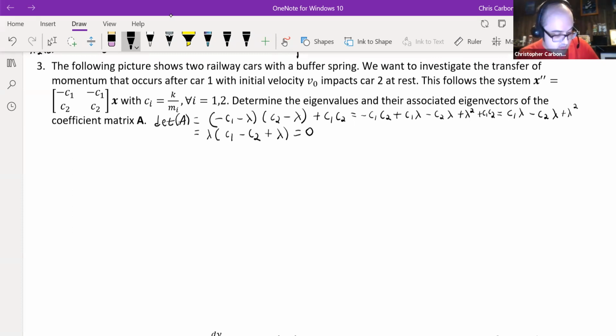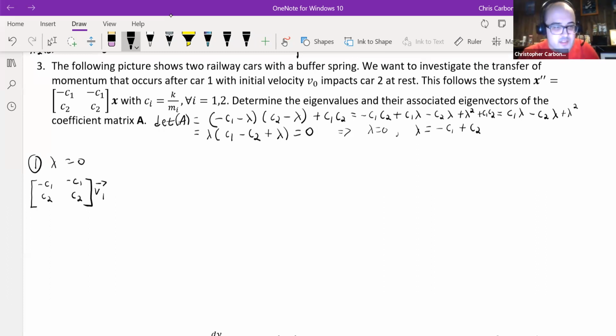So because of that, we have two solutions. We have lambda is 0, and the other one would be that lambda is equal to negative c sub 1 plus c sub 2 as our 2 solutions. So we have our 2 cases. Let's start with lambda is equal to 0. Subtracting 0 across our main diagonal will just give us that same matrix back. Negative c sub 1, negative c sub 1, c sub 2, and c sub 2.